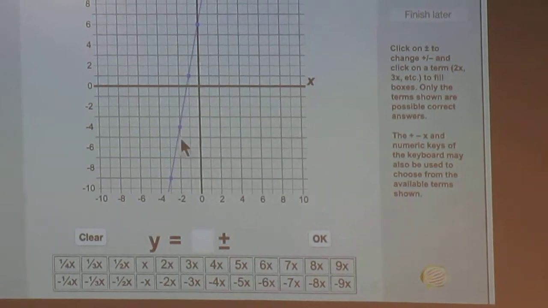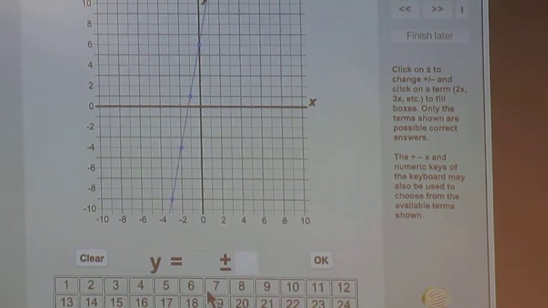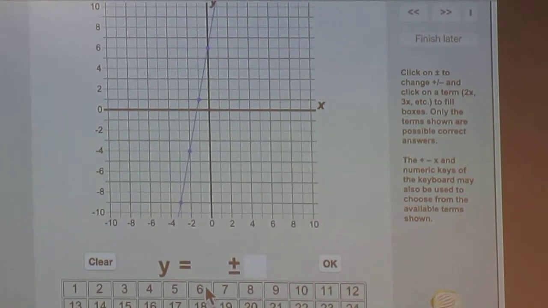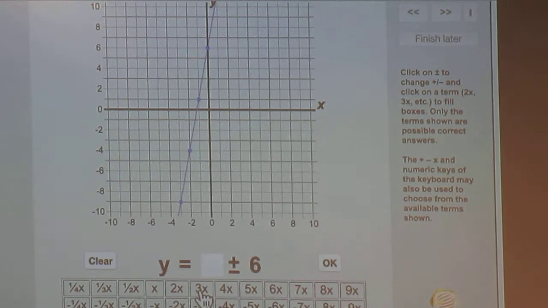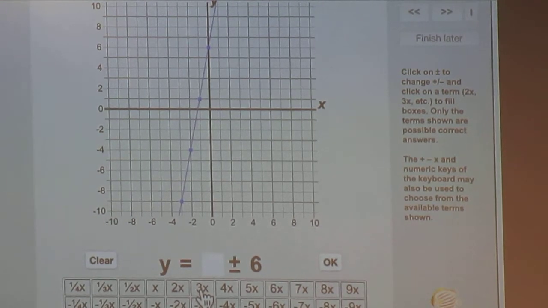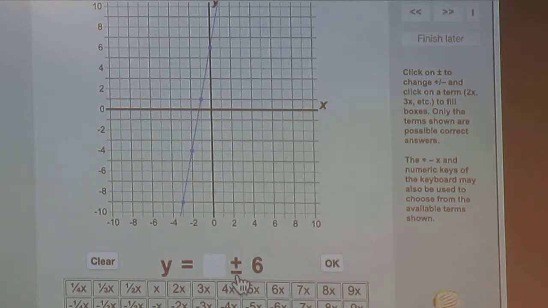All right, so when I click on this second button, you notice the choices at the bottom change, and I can put in 6 by clicking on it. So that part's done. Now, Maddie, was it a positive 6 or a negative 6? Positive. Because we have to also decide the sign.